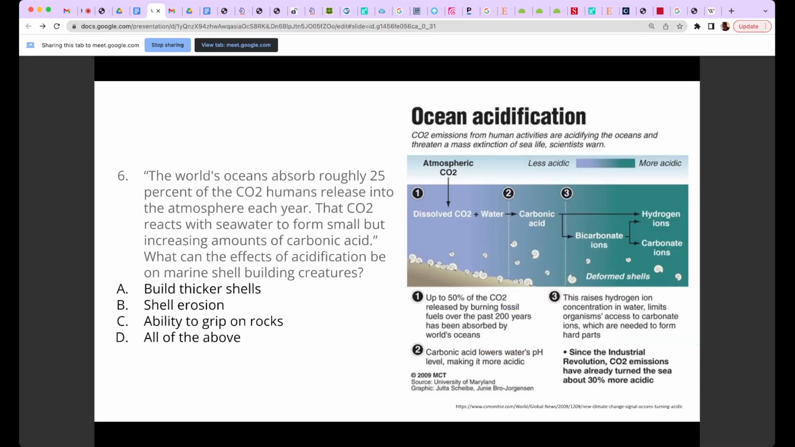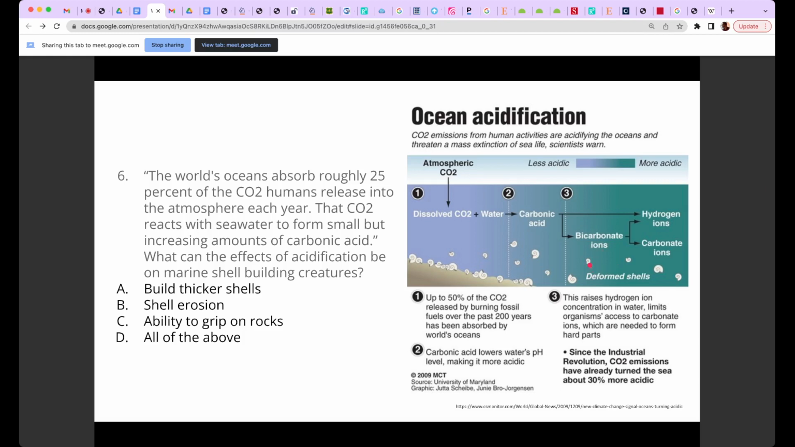The figure says that as the atmospheric carbon dioxide increases, dissolved carbon dioxide in water also increases. With water, the dissolved carbon dioxide forms carbonic acid. It's a very simple reaction: H2O plus CO2 gives H2CO3, carbonic acid, which increases the acidity or reduces the pH of the seawater.